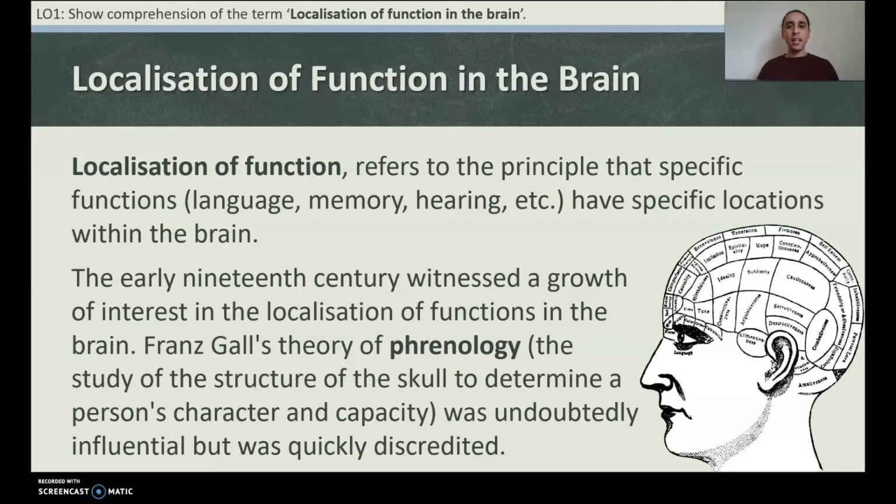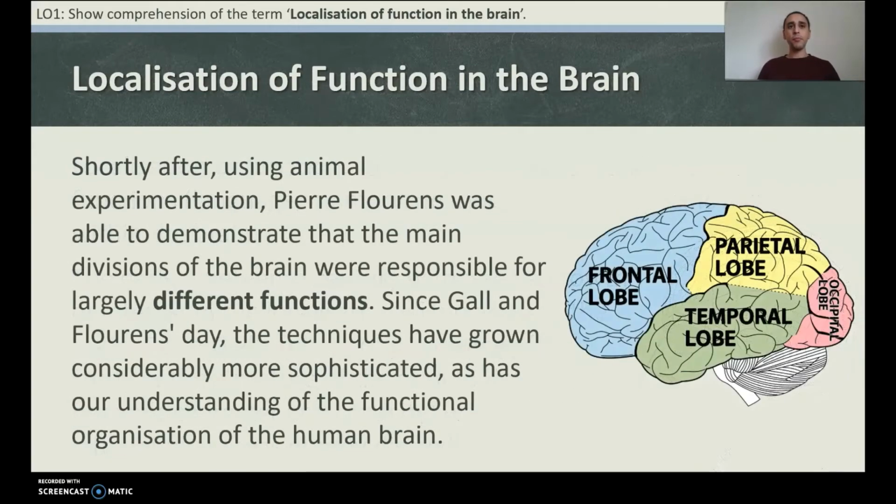We have a better understanding as time has gone past and as technology has improved. We've got a much better understanding of the brain now. Shortly after, using animal experimentation, Pierre Flourens was able to demonstrate that the main divisions of the brain were responsible for largely different functions. So all these four sections, frontal, parietal, occipital and temporal, he found actually have different functions. They don't have similar functions.